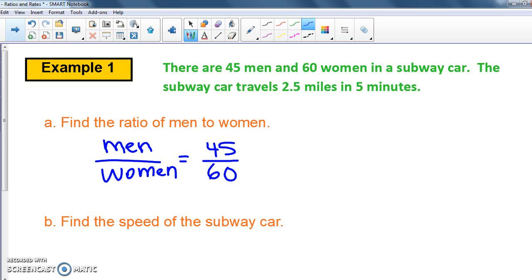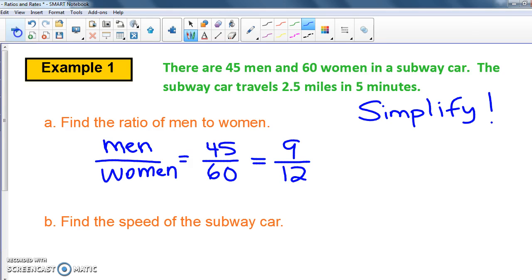Now with ratios, just like fractions, you need to simplify. So if I look at this, I'm going to divide by 5 because it looks like 5 goes into both of them. And I get 9 over 12, but I can go one step further and I can divide by 3, and that's going to give me 3 over 4. Okay, so that's going to be my answer. There's 3 men for every 4 women.